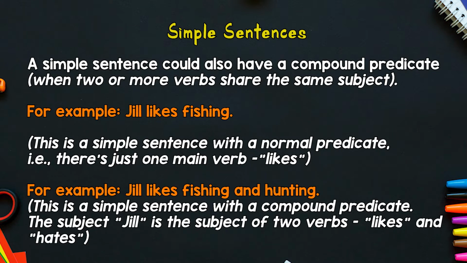So here we have the predicate being compounded because our subject is Jill. And Jill is just one person who the sentence is based on. But what are we saying about Jill? We're saying that Jill likes fishing and hunting. So here we would have compounded the predicate, or we would have said two things that Jill likes to do.